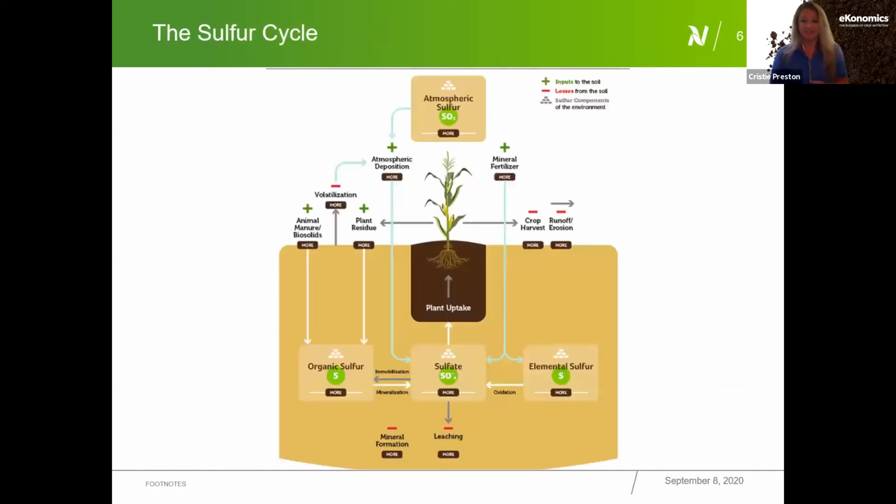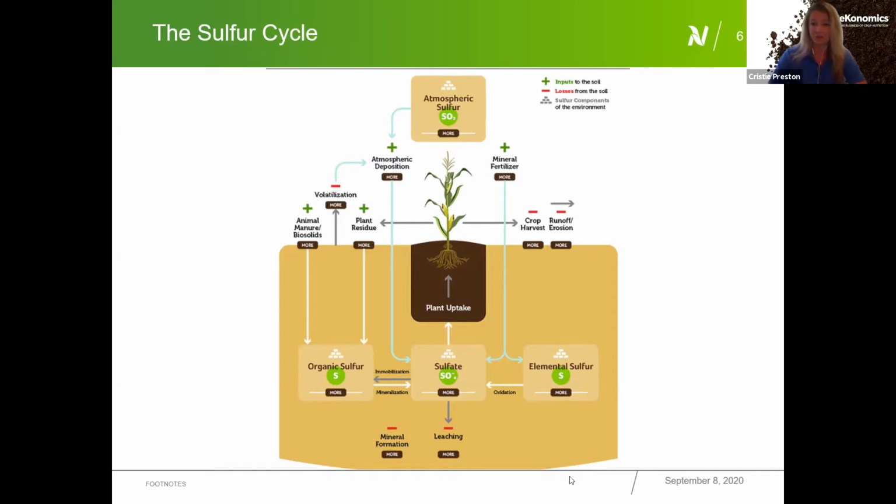So let's take a look at the sulfur cycle. Within this diagram, there are several components, whether it's an input or a loss. And when we talk about losses, we just mean that it's no longer plant available. It's not in the soil profile in that plant available form.